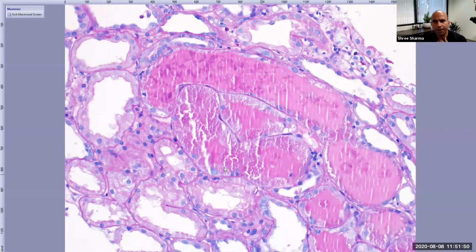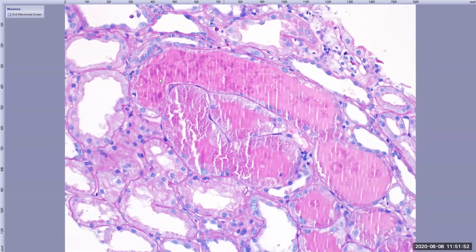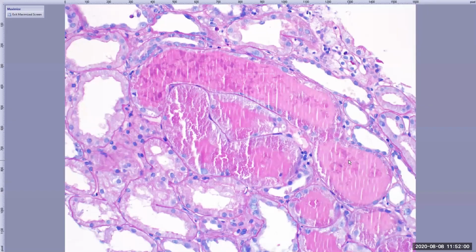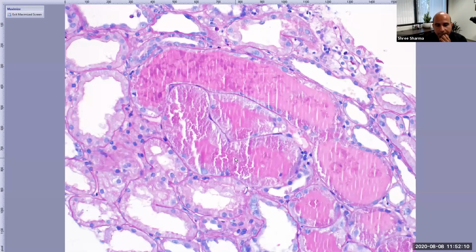I think what helps is the PAS pale, and here it's clearly PAS positive. Yes, and context is important. For myeloma, the fractured cast should be pale under PAS stain. But it's not that you cannot see collapsing with myeloma cast nephropathy.